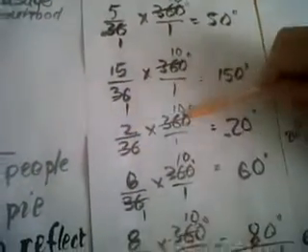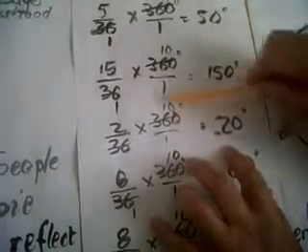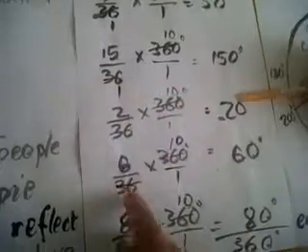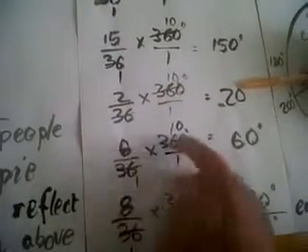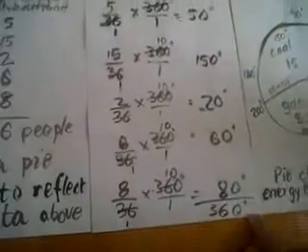And 2 over 36 of that will give you, that's not 100, that's 10 degrees, it will give you 20. And 6 over 36 will give you 60 degrees. And 8 over 36 will give you 80 degrees. And if you add that up, you must get 360. If you don't get 360, you know you've got a problem.